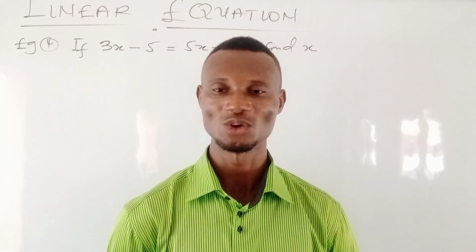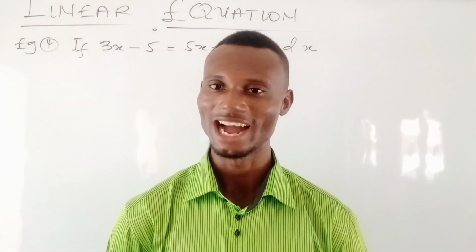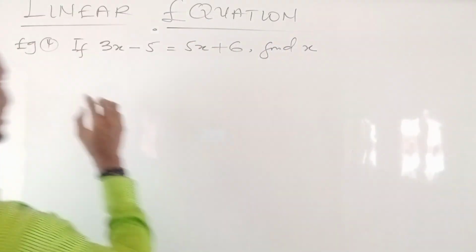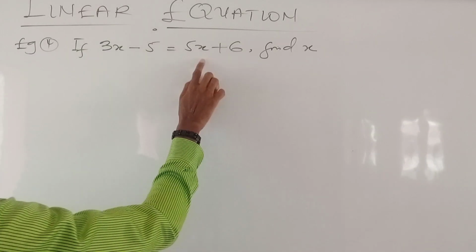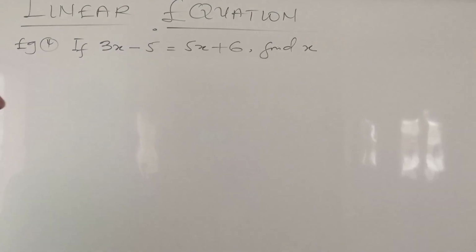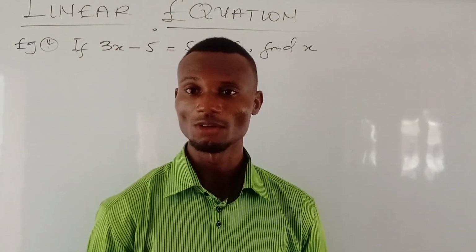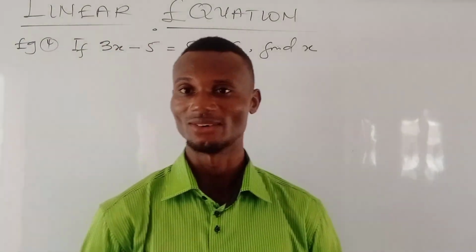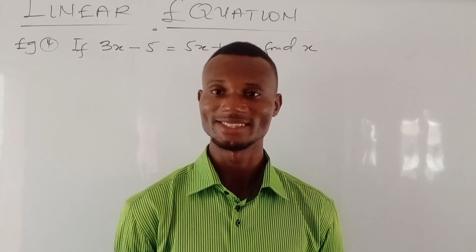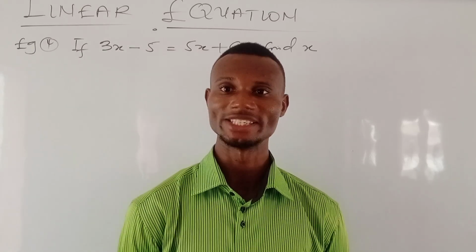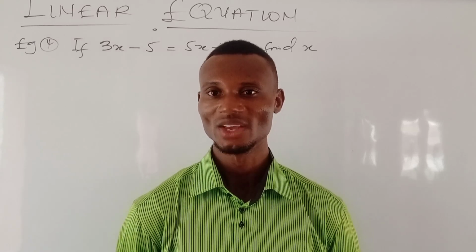Let's go ahead and solve the example that I have on the board. So this is example 4. It says if 3s minus 5 equals 5s plus 6, find s. So we are solving for s in this equation, and solving for s simply means make s stand alone in the equation. That's the simplest way to understand it.